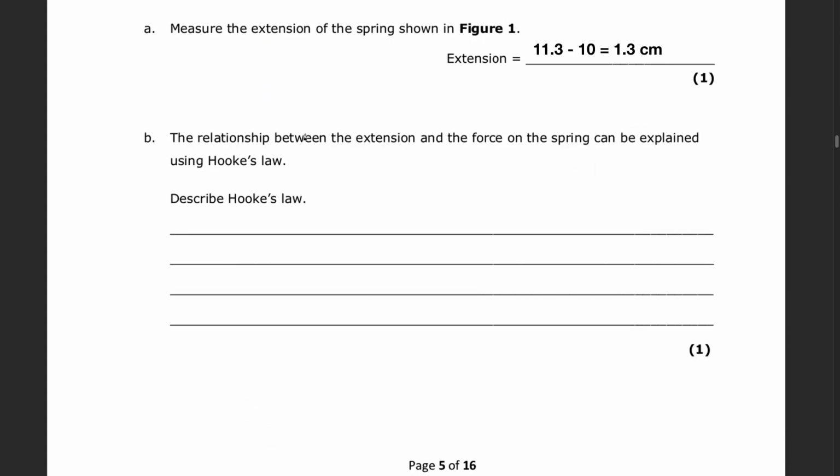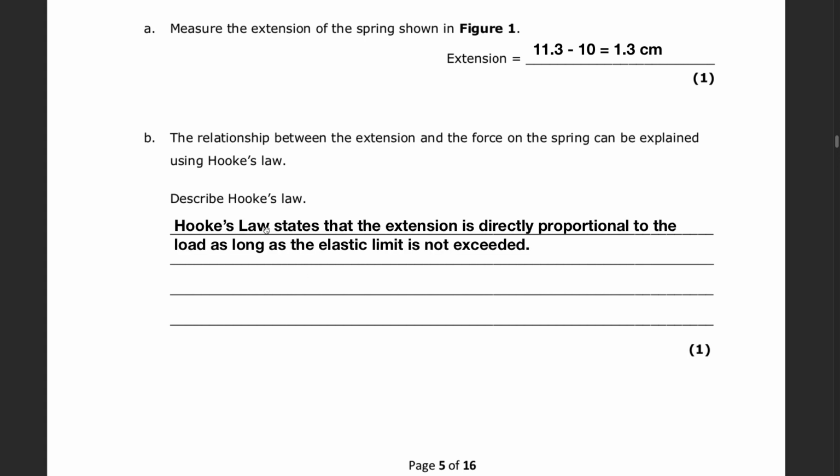The relationship between the extension and the force on the spring can be explained using Hooke's law. Describe Hooke's law. All we have to do here is state Hooke's law, which I had said earlier in the year we have to learn by heart. Hooke's law states that the extension is directly proportional to the load as long as the elastic limit is not exceeded. It is very important to mention all of the things mentioned here.